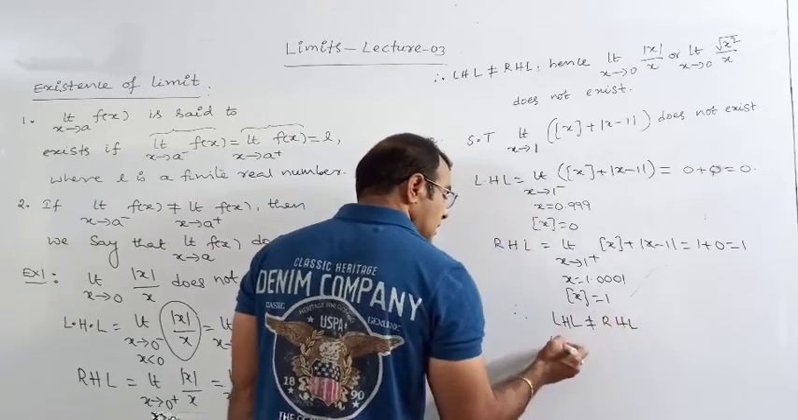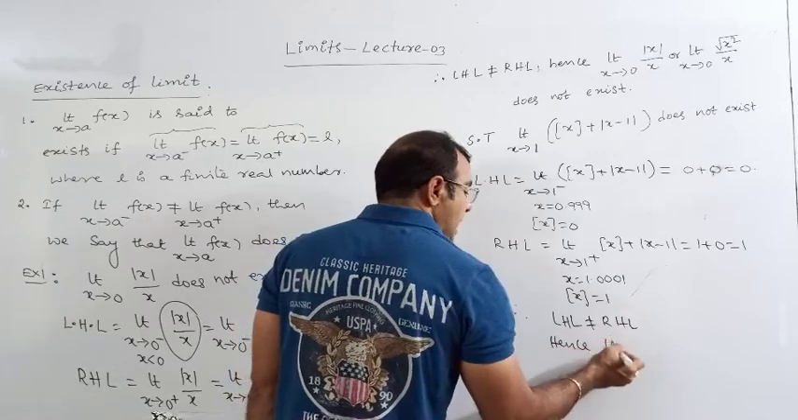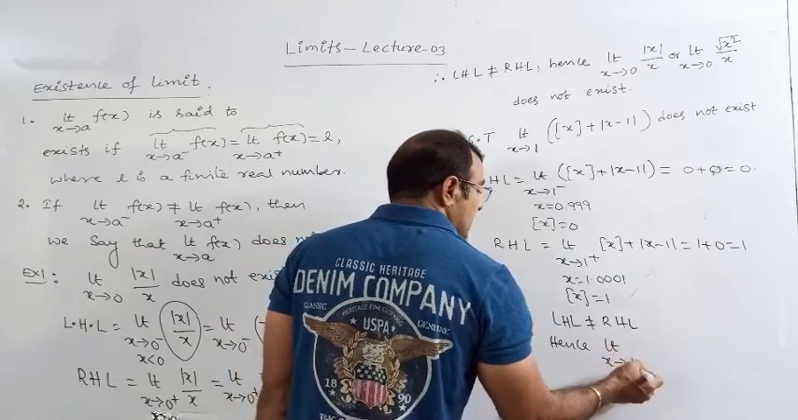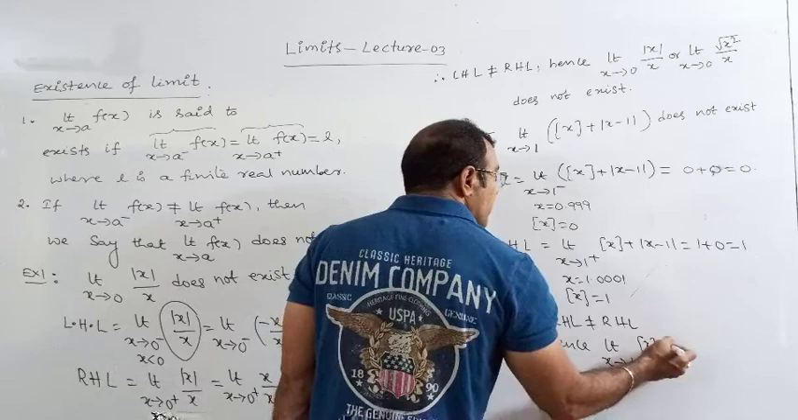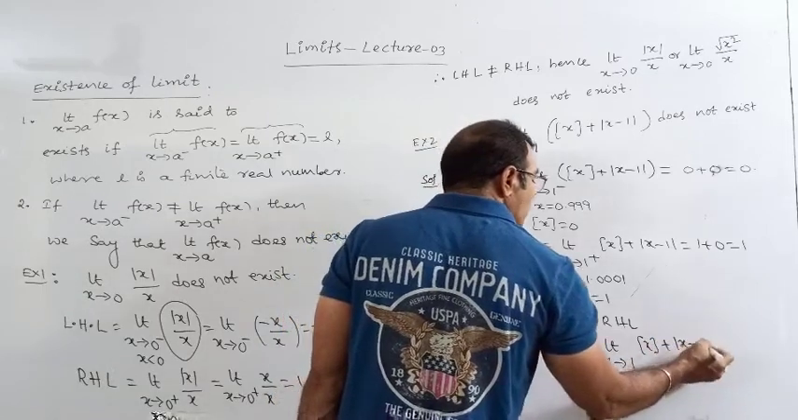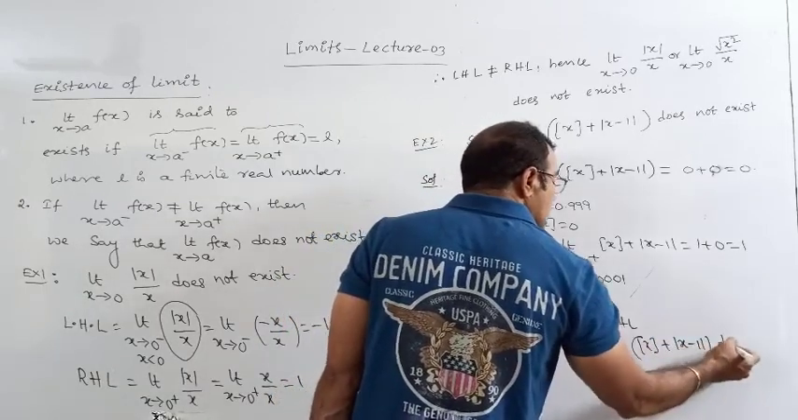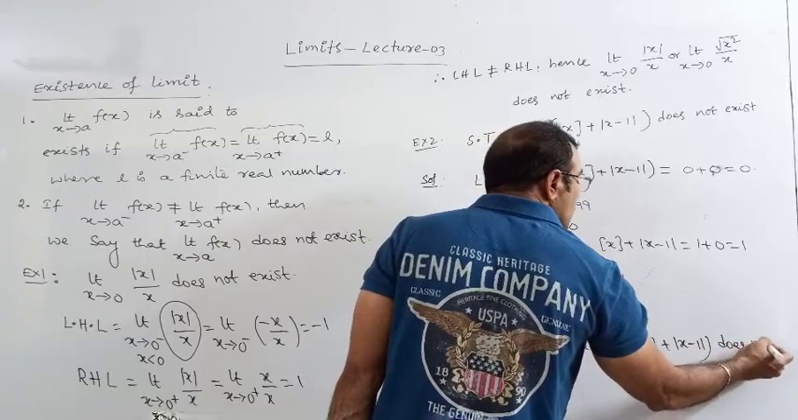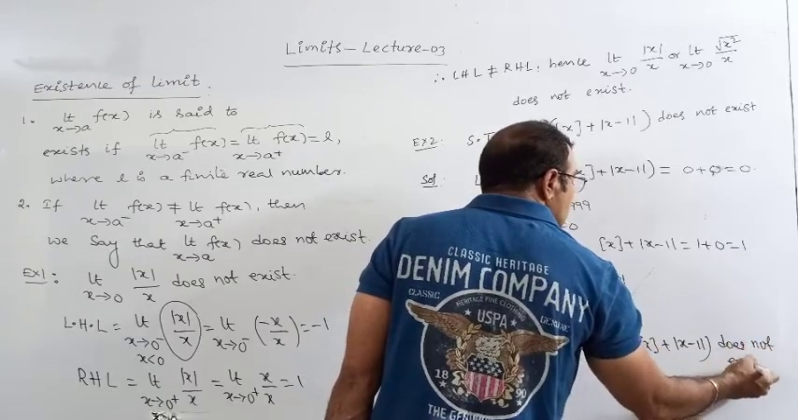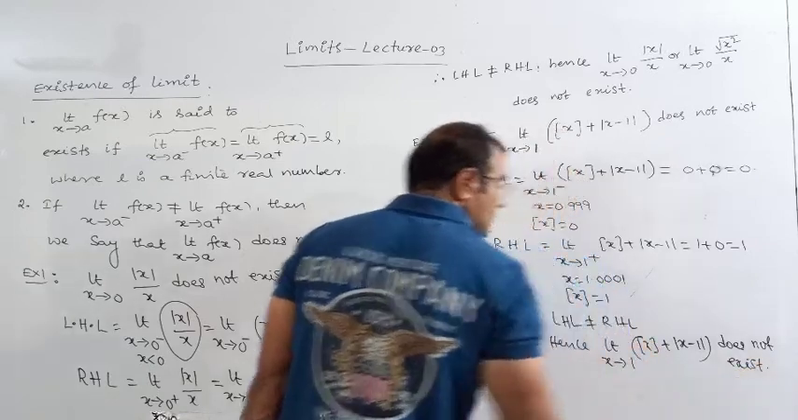Hence, limit x tends to 1, integral part of x plus modulus of x minus 1 does not exist. Does not exist. You write it down.